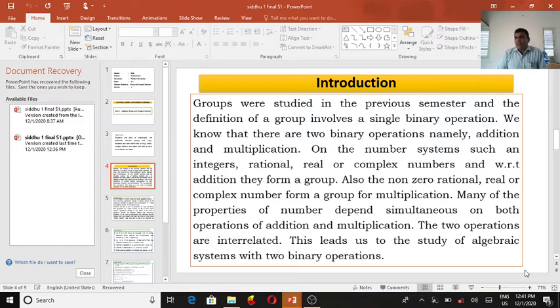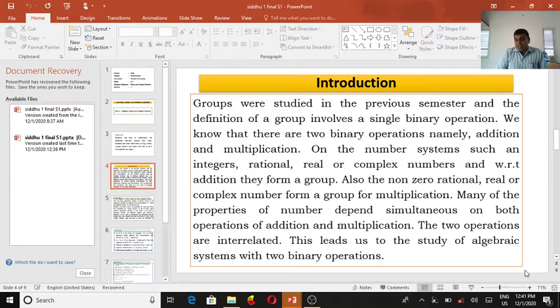Suppose we take the set of all integers: the sum of two integers is an integer, and the product is an integer. Now take the set of all natural numbers: 1, 2, 3, and so on. 1 plus 2 is 3, 3 plus 5 is 8, and 3 times 5 is 15. 15 belongs to N, 8 belongs to N. So sum and product belong to the set of natural numbers.